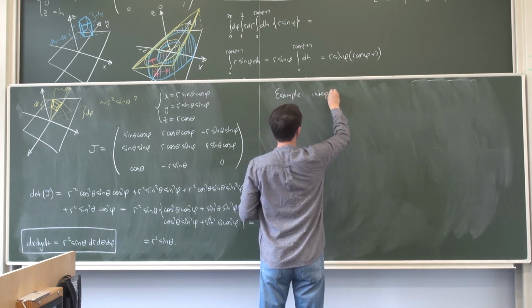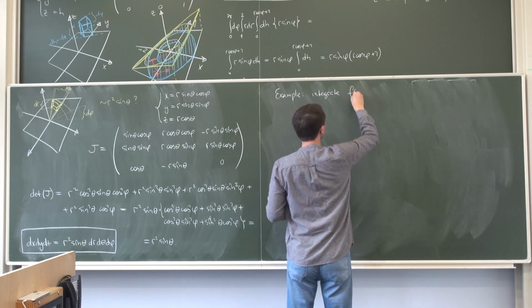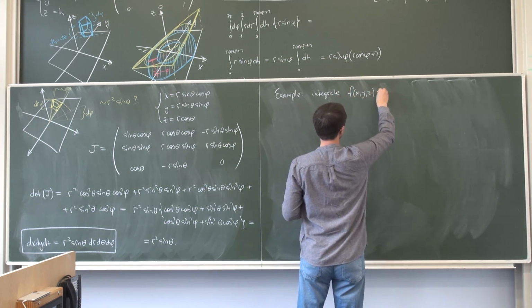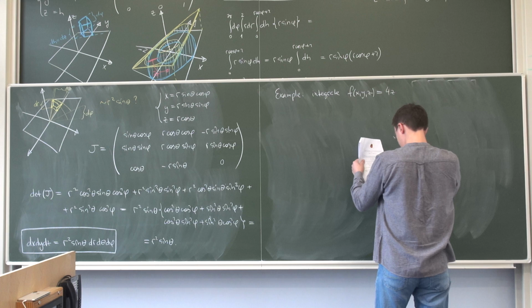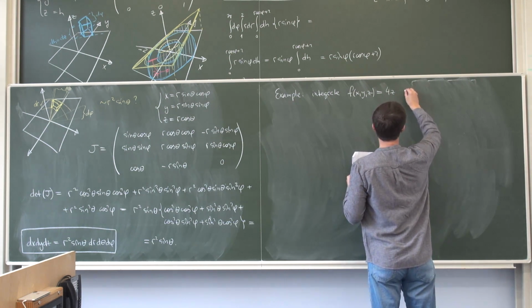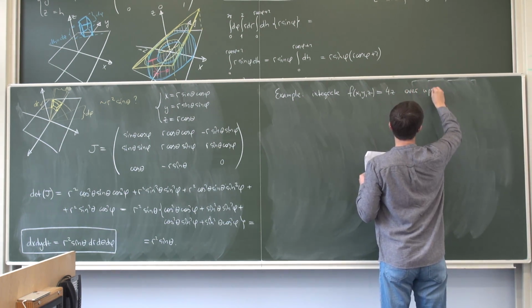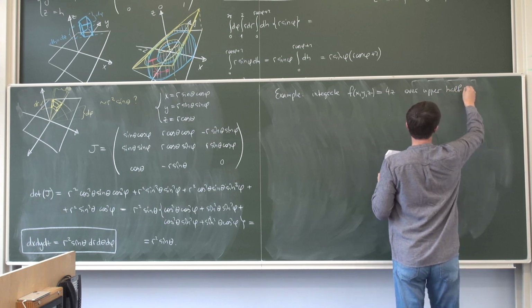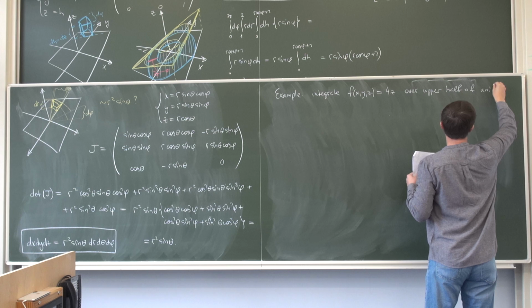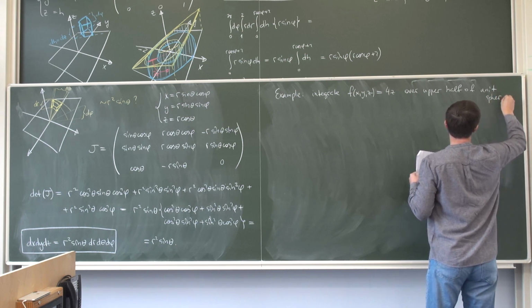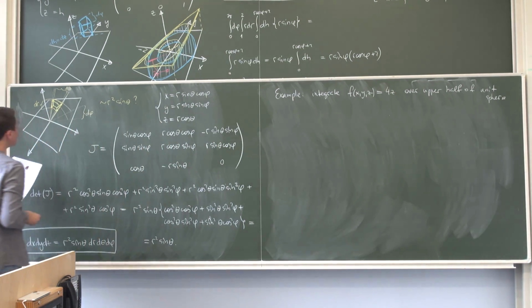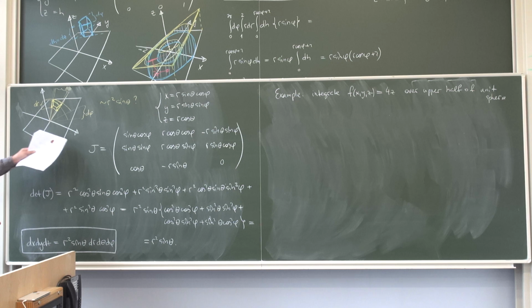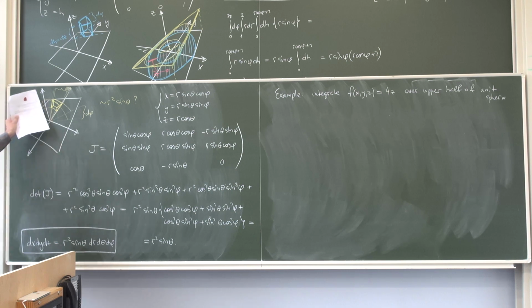Integrate f of x, y, z equals 4z over the upper half sphere of the unit sphere. Well, what is the upper half of the unit sphere? Phi goes around, r goes from 0 to 1, and theta goes not from 0 to pi, but just from 0 to pi by 2.